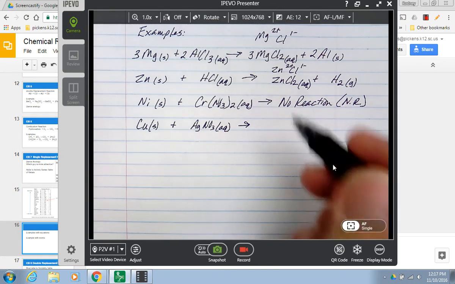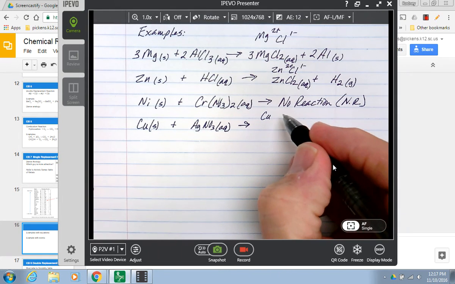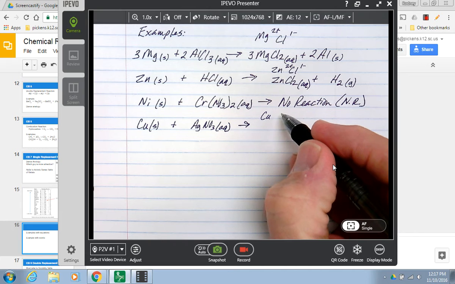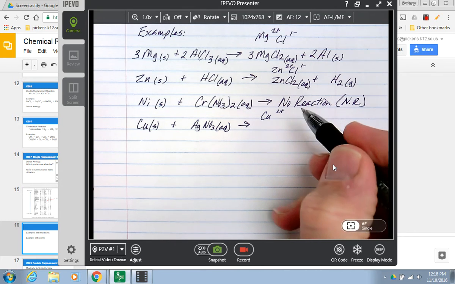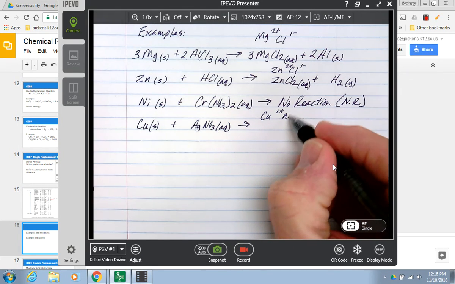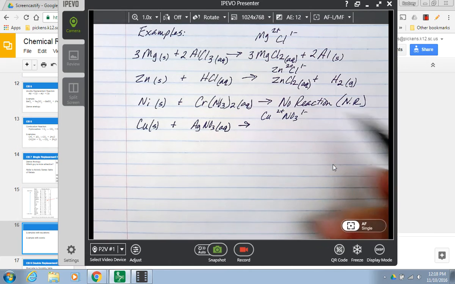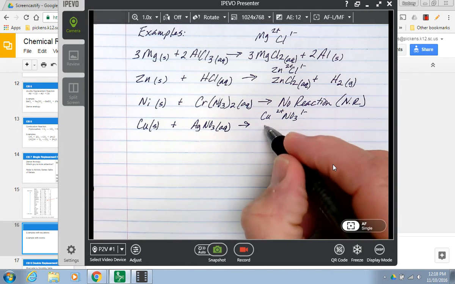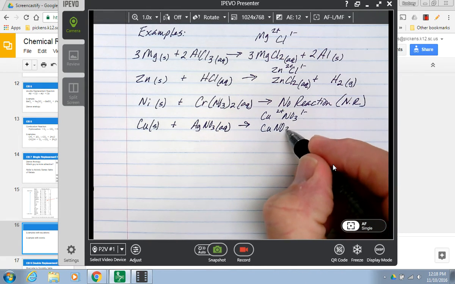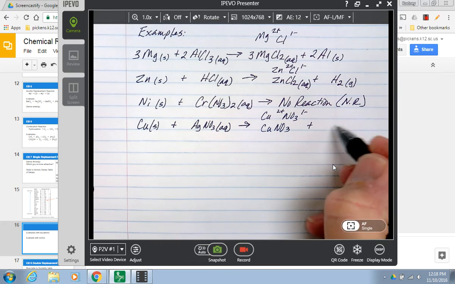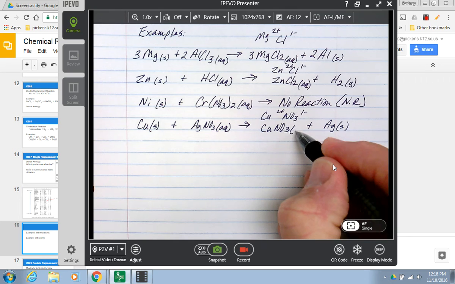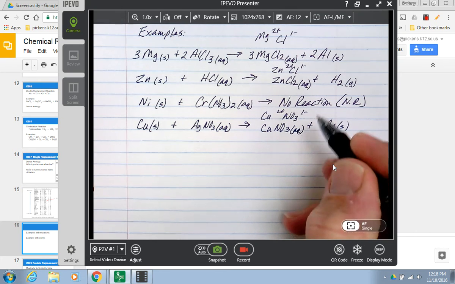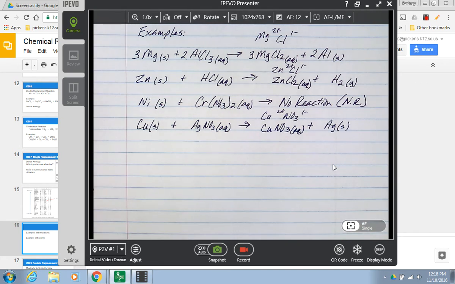All right, so copper is going to be Cu, and according to our table, copper, most of the time, is going to be a 2+, so we'll just use that. It's going to bond with nitrate. Nitrate is 1 negative, and so we're going to have CuNO3, all right, plus what? Silver metal, Ag, and that's going to be your solid, and that's going to be your aqueous solution. Okay, so that's how this is done using symbols, using formulas.